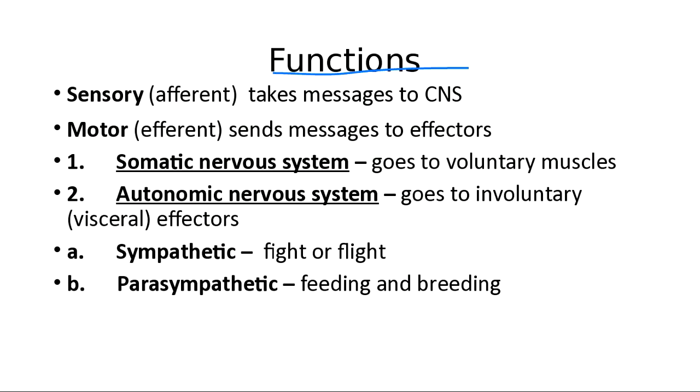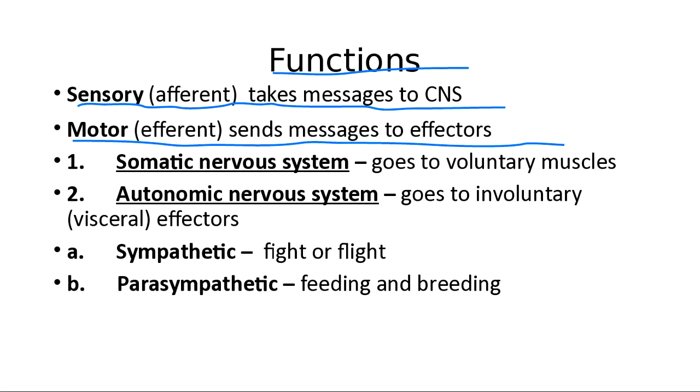Okay, now functions of the nervous system. We have sensory or afferent nervous system, which takes messages to the central nervous system. Motor or efferent fibers take messages to effectors. Now, this is talking about the peripheral nervous system here. So, the somatic nervous system is within the body. You're taking messages from the central nervous system out to voluntary muscles. So raising your hand would be an example.